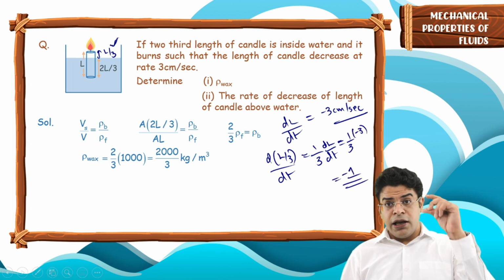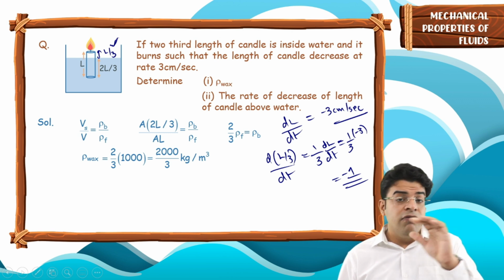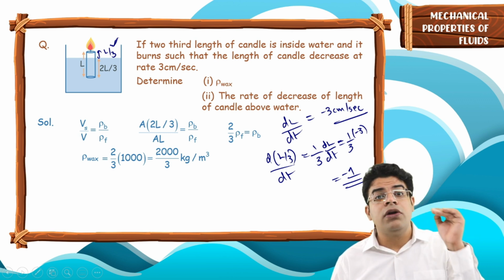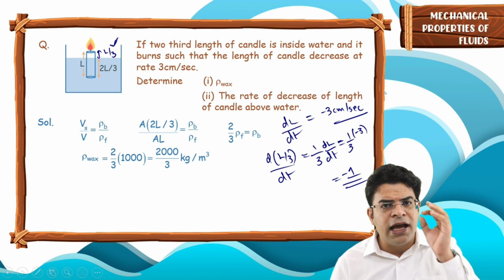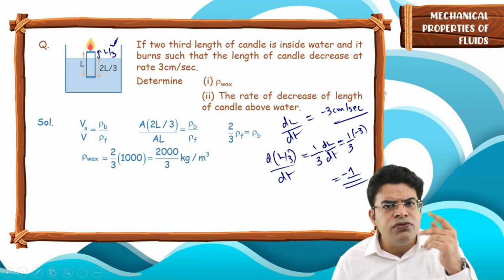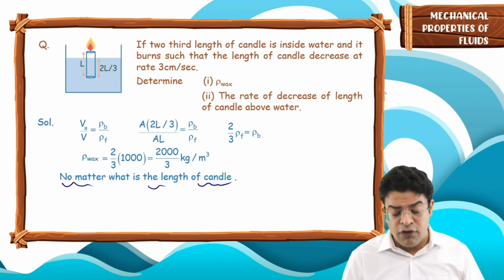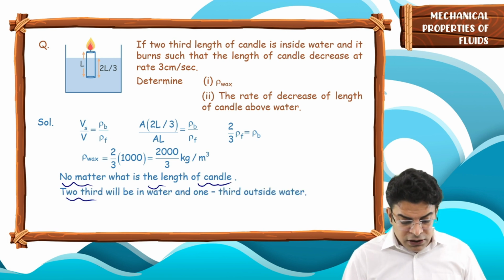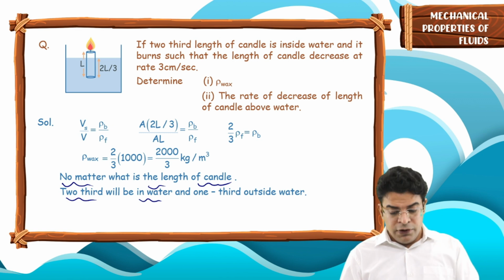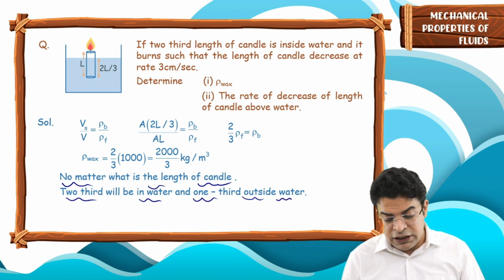So the rate of decrease of length outside will be 1/3 of the total rate of decrease, because at any given instant only 1/3 is outside. So we can say no matter what the length of the candle is, 2/3 will be inside the water and 1/3 will be outside the water.